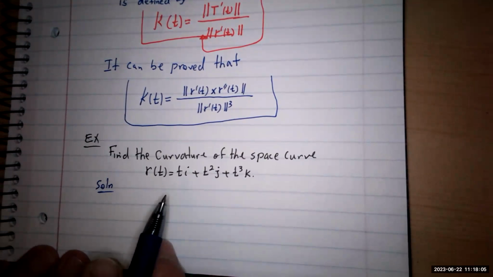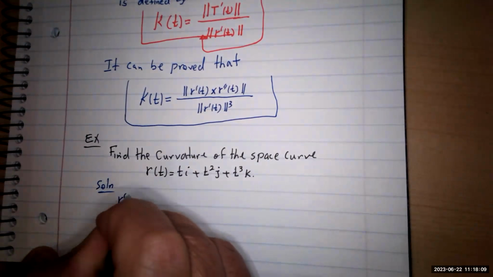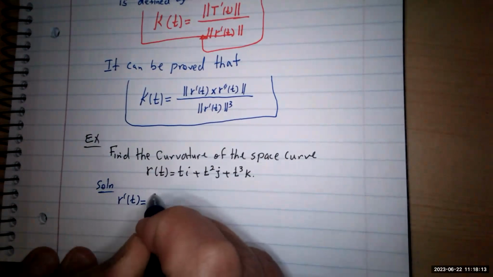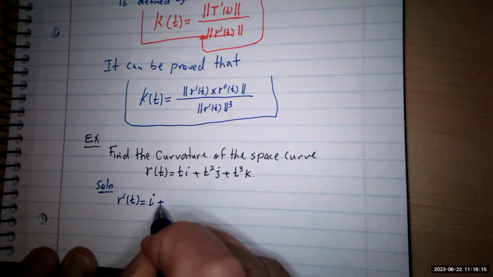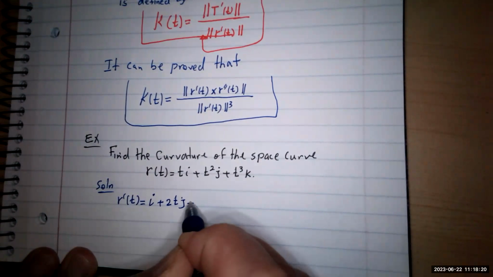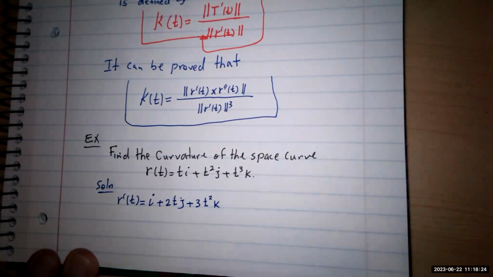Okay, so I'm going to differentiate it to get the r prime. I have to find all those parts. So r prime of t, you differentiate it, that gives you i, since the derivative of t is 1. Then that gives you 2t times j, and 3t squared times k. So that would be r prime.